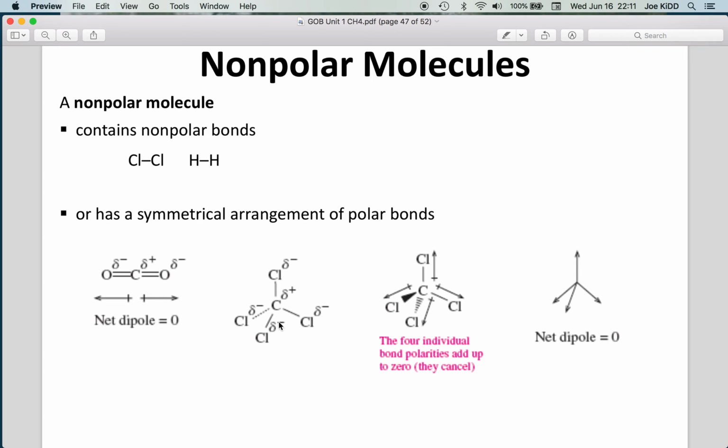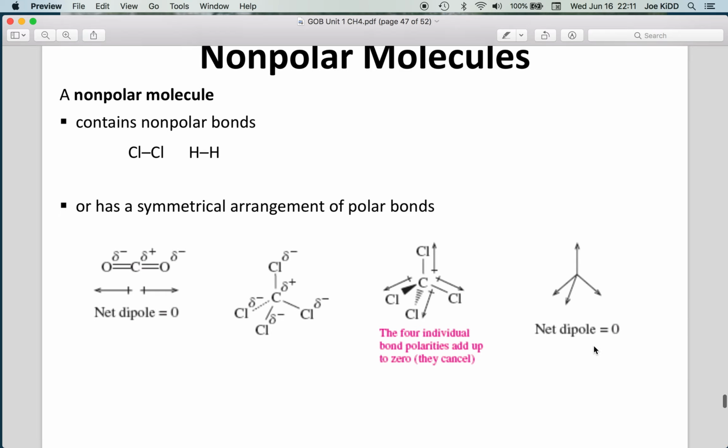The same thing would happen with CCl4. Each of these carbon-chlorine bonds is polar, but because it's in a tetrahedral arrangement, which is symmetric, overall there's no polarity to the overall molecule.